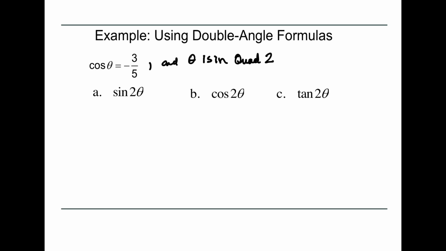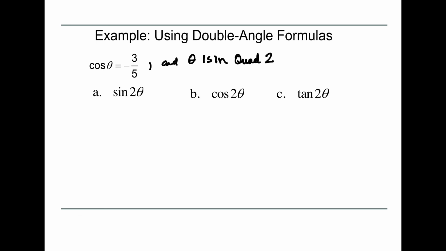All right, now let's take a look at the double angle formulas. And this is actually 5.3, but I already stated that. All right, so we're told that the cosine is negative 3/5 and theta is in the second quadrant.